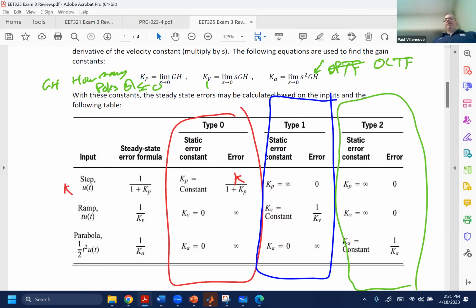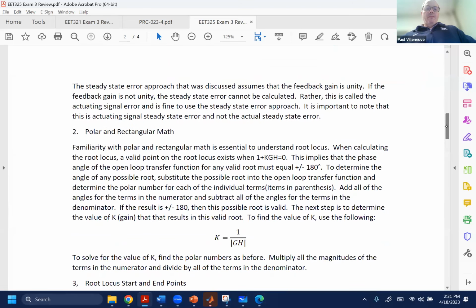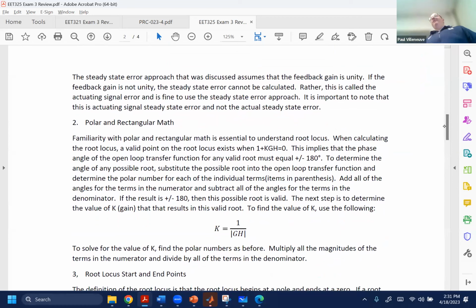When I looked at your labs, there was a lot of saying the system type was a parabolic input. That's not the system type. The system type is the number of integrators. The input can be parabolic, it can be a step, it can be a ramp. That doesn't mean that that's the system type. The system type is how the system was configured, not how you energize it. So if you have feedback gain of unity, great. If not, that's okay too. Just remember that that's the actuating signal error, not the true steady state error. For this class, it's fine. You don't have to worry about it.